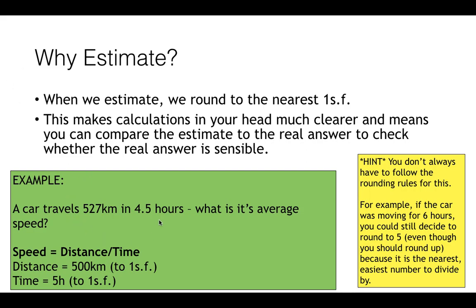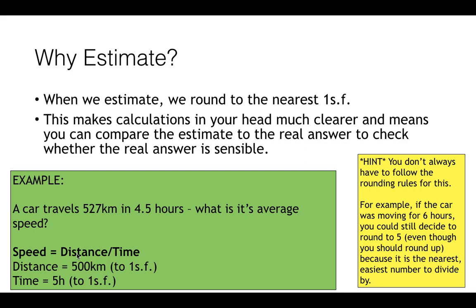So for example, here we've got a car travelling 527 kilometres in 4.5 hours. And you need to work out its average speed. Now that's not a calculation that you could necessarily do in your head. So instead we round these to the nearest one significant figure. So the distance, 527, becomes 500 kilometres to one significant figure. Notice that we write this afterwards to show that you have rounded. The time becomes 5 hours to one significant figure because it's 4.5, so we round up.